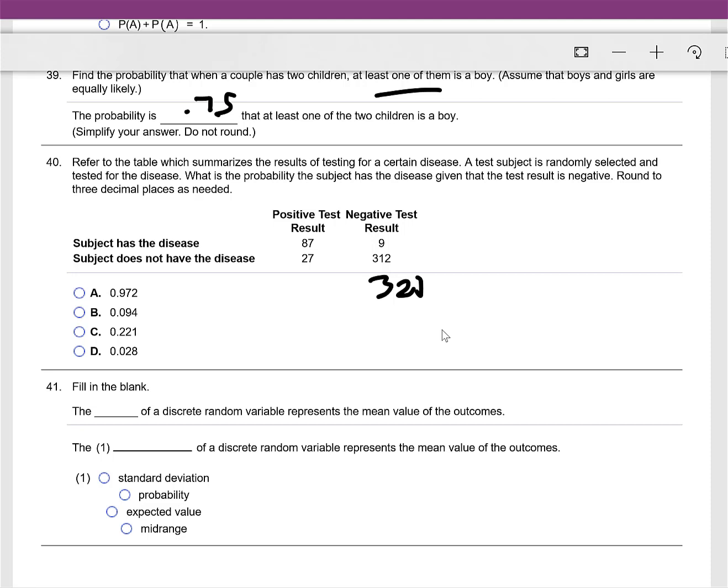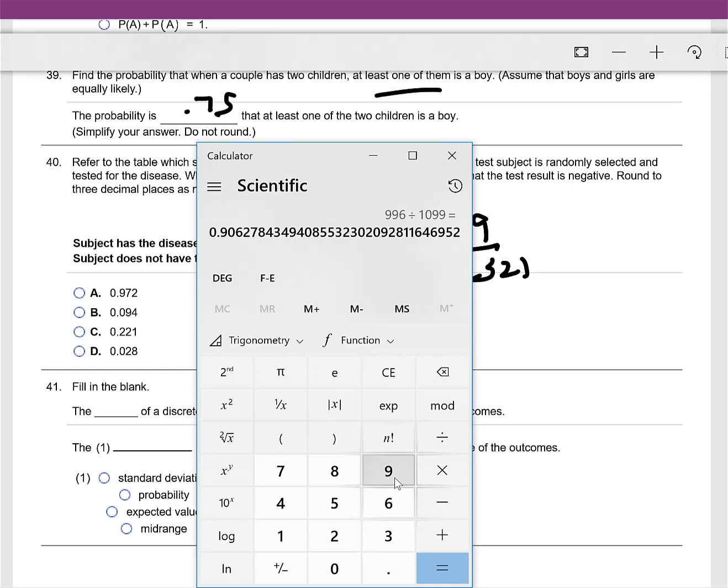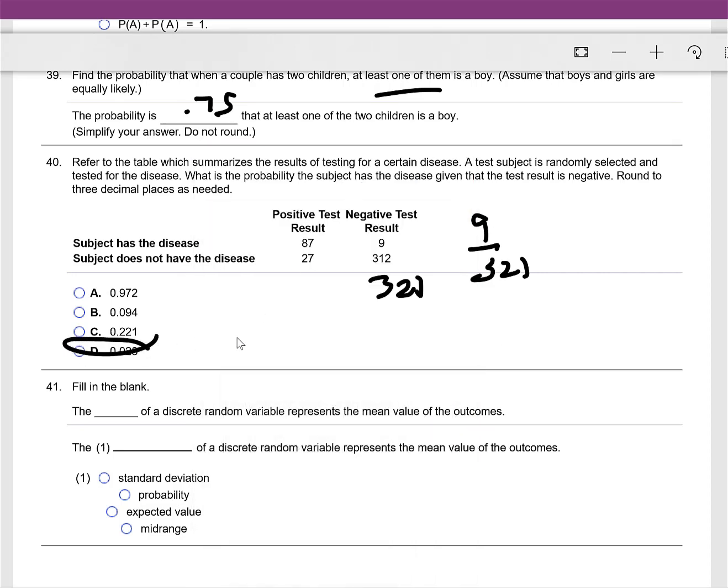And we want to find the probability that the subject had the disease. So that's going to be 9 over the 321, which is pretty small. So let's get our calculator up. So 9 divided by 321, 0.028, which is answer D.